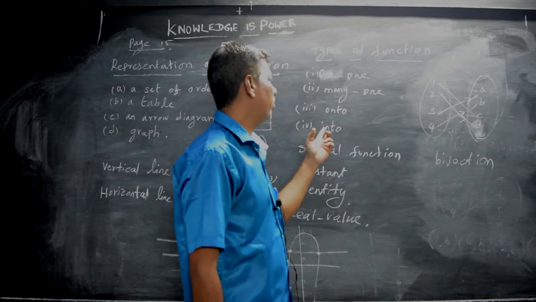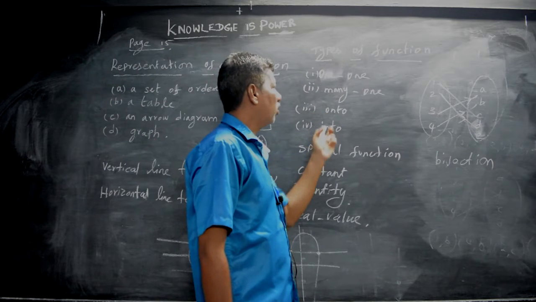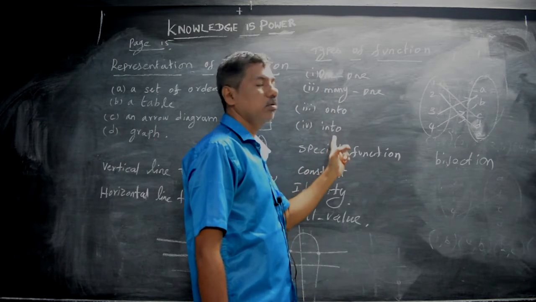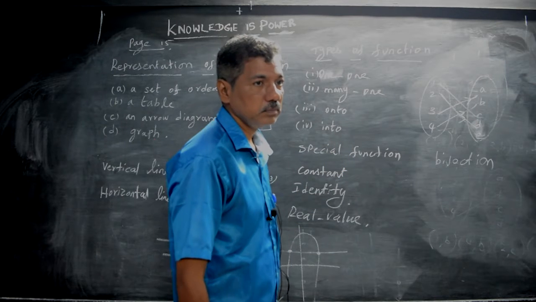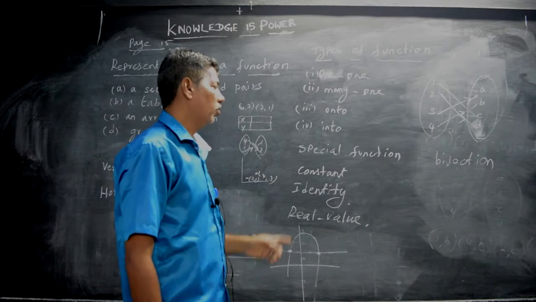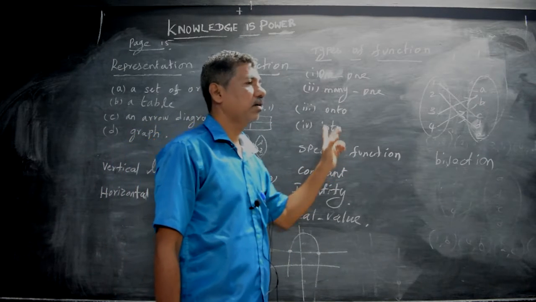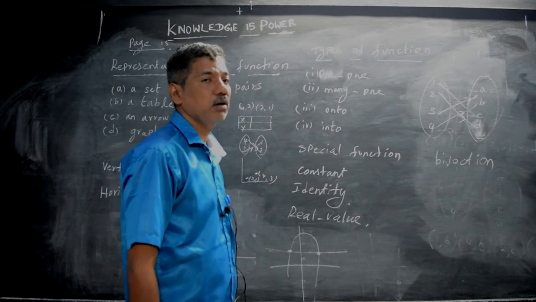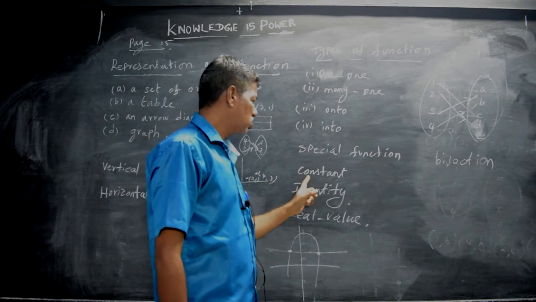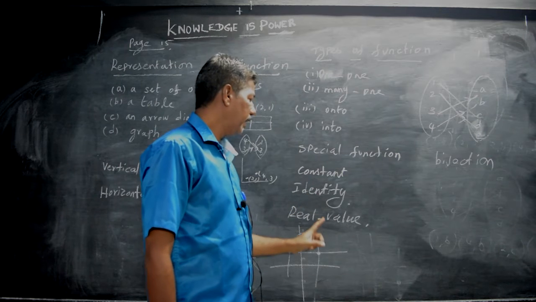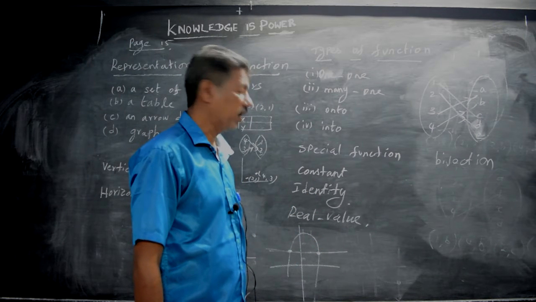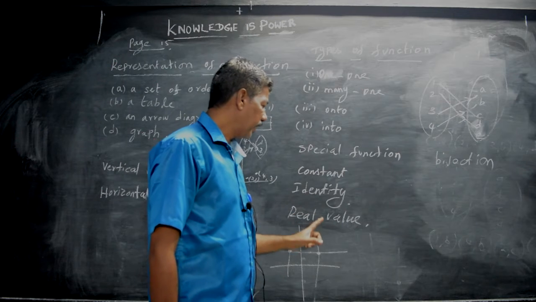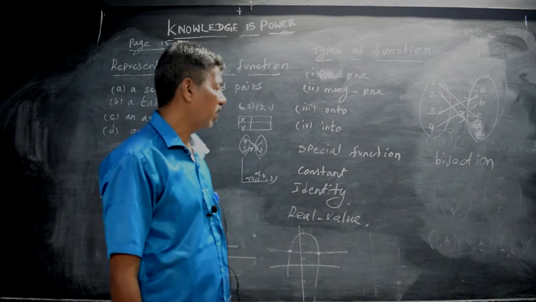So this is all the information about the types of function: one to one, many to one, onto, into. It's clear? Now special function. Some additional concepts are there: constant, identity, real value function. What is that?